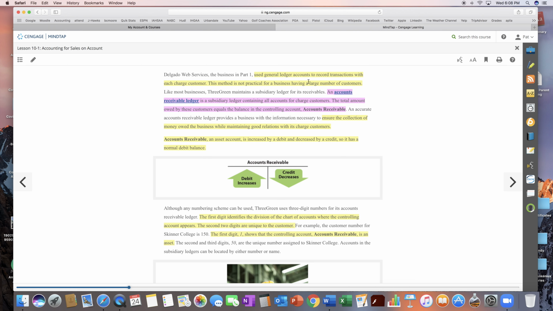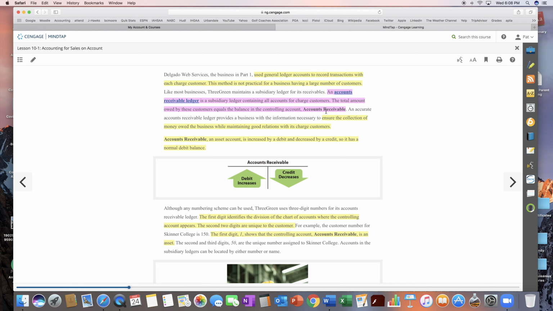We usually used general ledger accounts to journalize everything. But now, as we're a corporation, we're getting bigger, we're making more transactions, we have more customers. It's not a feasible thing. And so we need to have this subsidiary ledger so that we can keep our customers' balances in one spot. So the accounts receivable subsidiary ledger that we just talked about contains all the accounts for the charged customers. The total amount owed by these customers will equal the controlling account, accounts receivable.